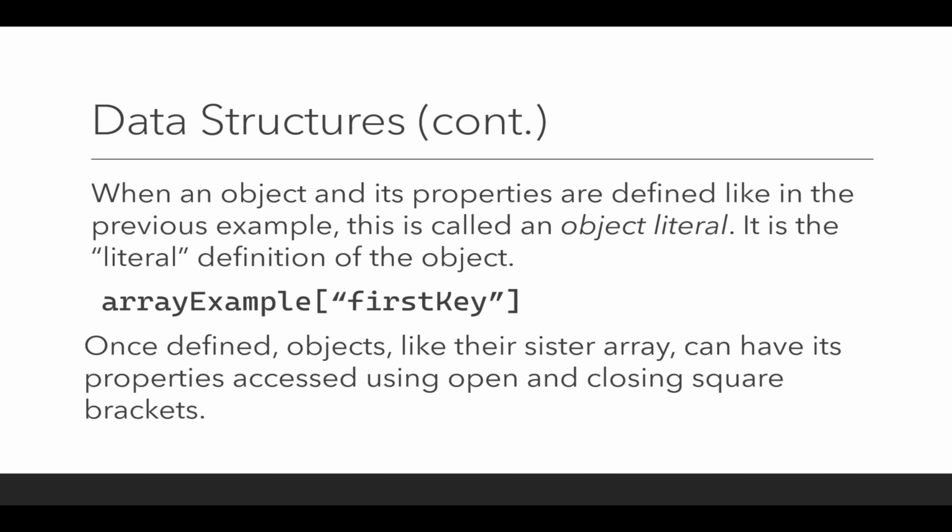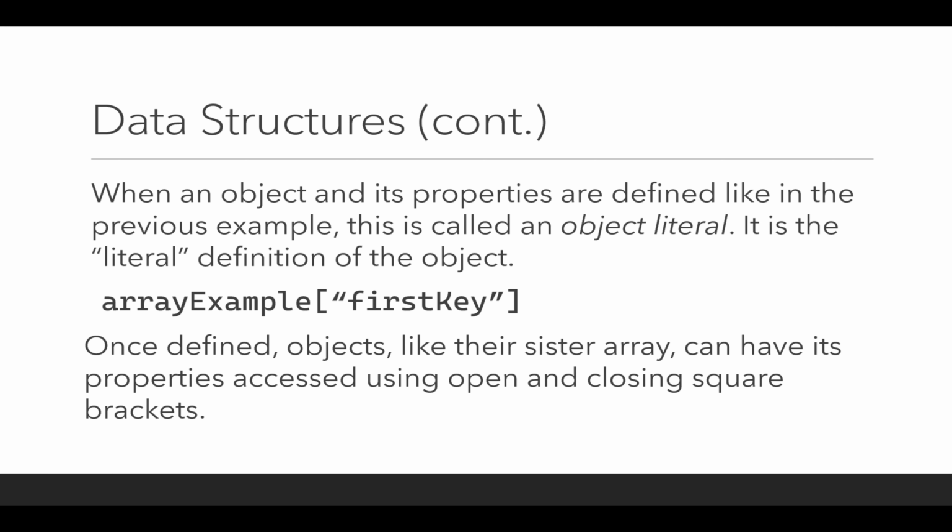Once defined, objects, like their sister data structure, the array, can have its properties accessed using open and closing square brackets. Both arrays and objects support accessing their internal data using open and closing square brackets. In the case of an array, again, the sequence of data is important. Its order is important. So we access them using the position of the data, otherwise known as its index. Again, as a review, because arrays start with 0, to access the first item, it would be array index 0, and then increasing numbers from there.